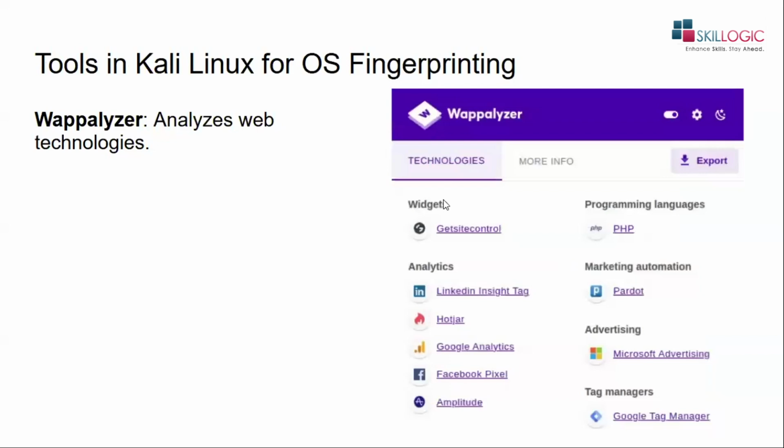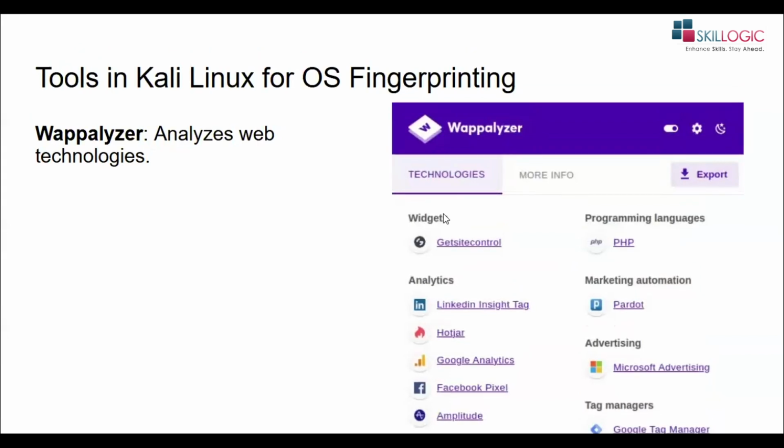Some of the tools which are used: Wappalyzer. Wappalyzer is a useful tool for ethical hackers who want to identify the technology stack of any website. It can help them identify vulnerabilities and potential attack vectors. It is a CLI tool, and it is also available as a web technology.